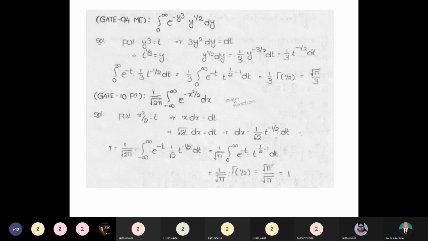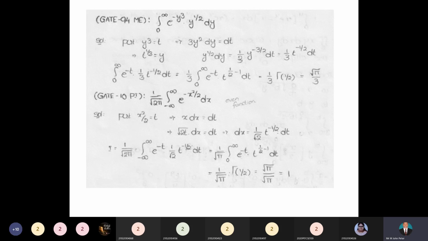Next, solve that problem. 1 by root 2 pi integral minus infinity to plus infinity e power minus x square by 2 dx. So minus to plus equal value, and in the function x square is there. Okay, so here we can convert using the even function, odd function concept. Seeing that, automatically that is an even function because of x square. As per the concept of even function, f of x equals f of minus x. If we get it, we can call it an even function. So this one is an even function because replacing x by minus x, you will get the same function.